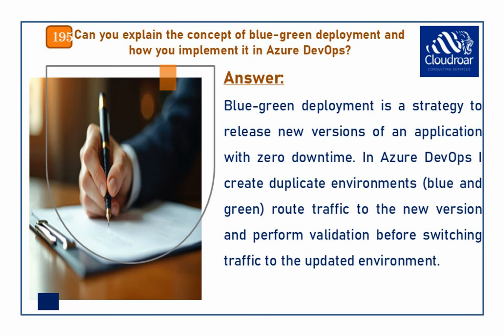Question 195. Can you explain the concept of blue-green deployment and how you implement it in Azure DevOps? Blue-green deployment is a strategy to release new versions of an application with zero downtime. In Azure DevOps, I create duplicate environments, blue and green, route traffic to the new version, and perform validation before switching traffic to the updated environment.